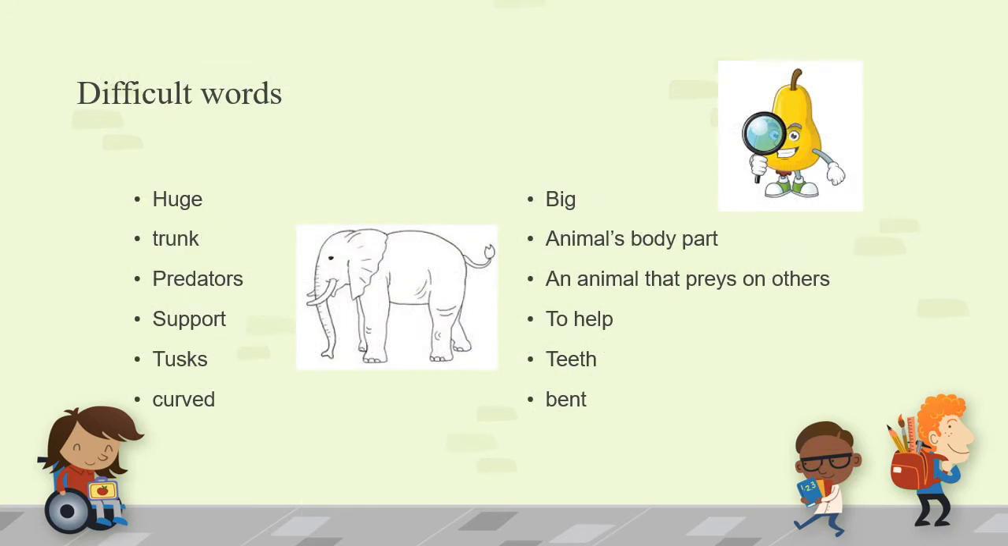Now look at the difficult words. Huge, big. Trunk, animal's body part. You can see it in the picture of elephant. It has a long tube-like structure that is starting from its head and nose. Predators, an animal that preys on others. An animal that kills other animals for food. Support, to help. Tusks, teeth. Elephant's teeth are actually called tusks. Curved, bent.